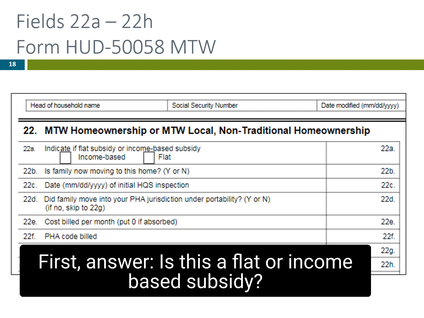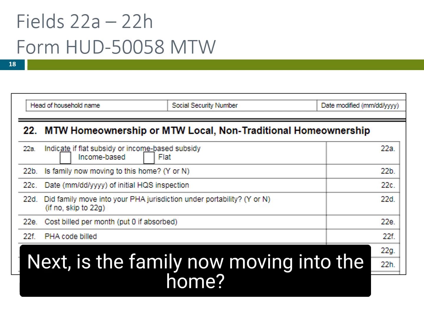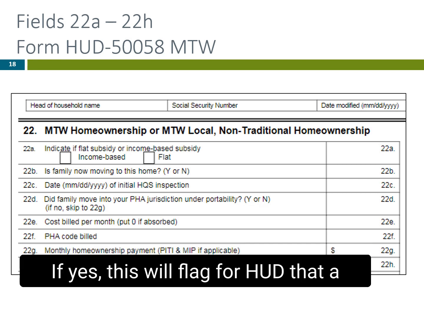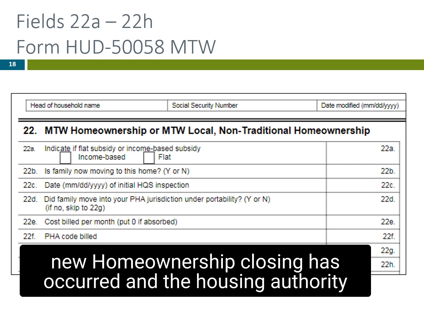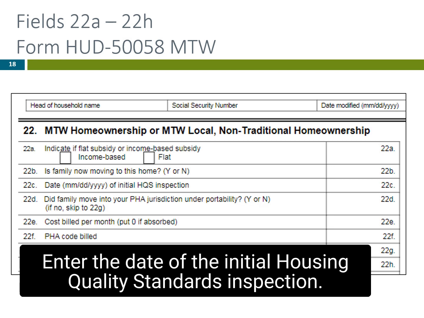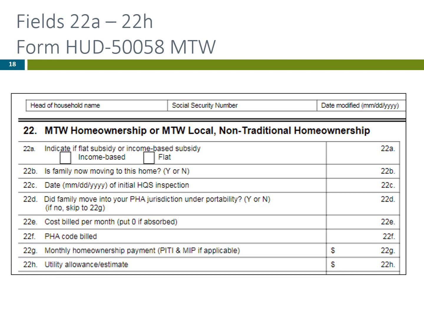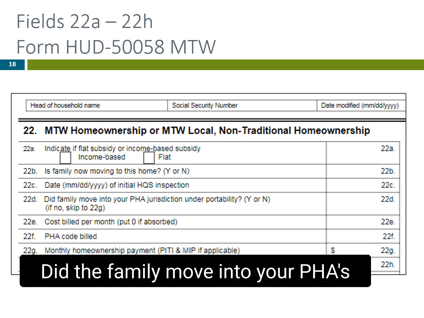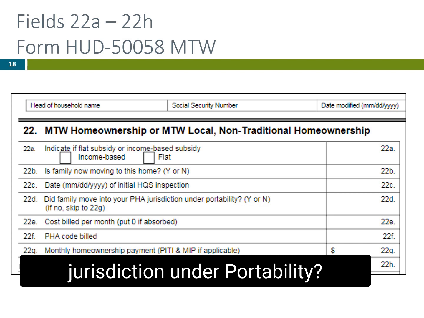First answer, is this a flat or income-based subsidy? Next, is the family now moving into the home? If yes, this will flag for HUD that a new homeownership closing has occurred and the housing authority is eligible for a $200 closing fee. Enter the date of the initial housing quality standards inspection. Did the family move into your PHA's jurisdiction under portability?